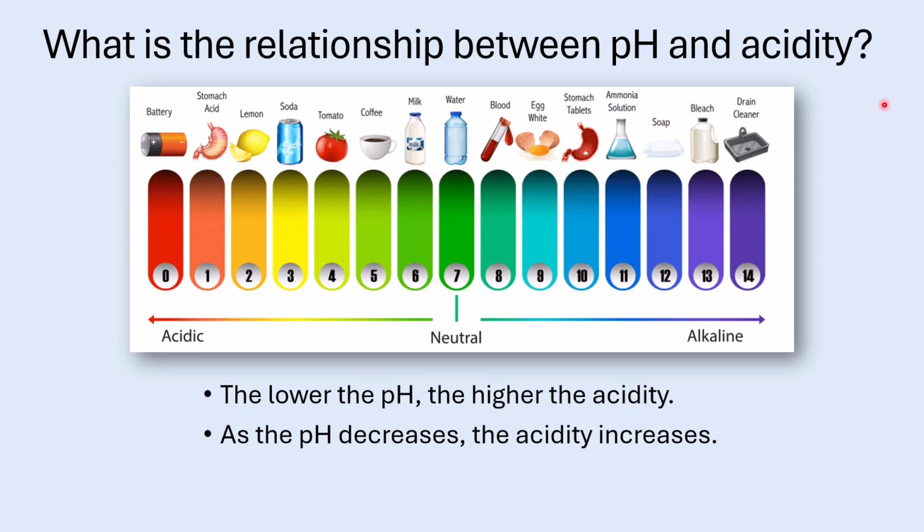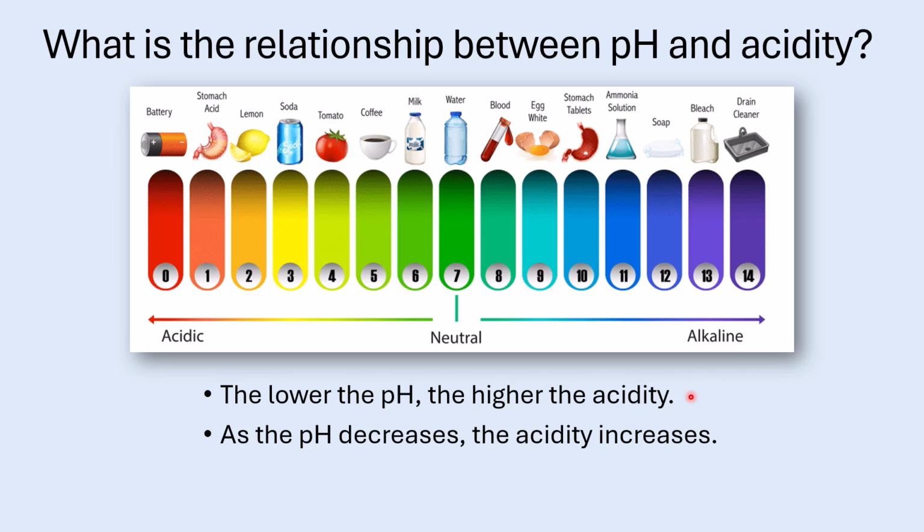Now, the next question is, what is the relationship between pH and acidity? So we can see on the scale, if the pH is very low, the solution is highly acidic. But if the pH is high, then the acidity is very low because it's then a base, more alkaline. So this is very important to remember.